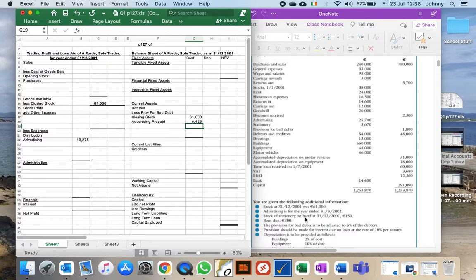Stock of stationery on hand is 150, so that means not all of our stationery expense was used up, so we'll be taking away the prepaid. So stationery is administration, and we'll be taking away from that the stock. So the figure here is 3670. But we take away the stock of 150 because we haven't used that yet. That's going to be used next year, and that's something that we have on hand, so it's a stock, a current asset.